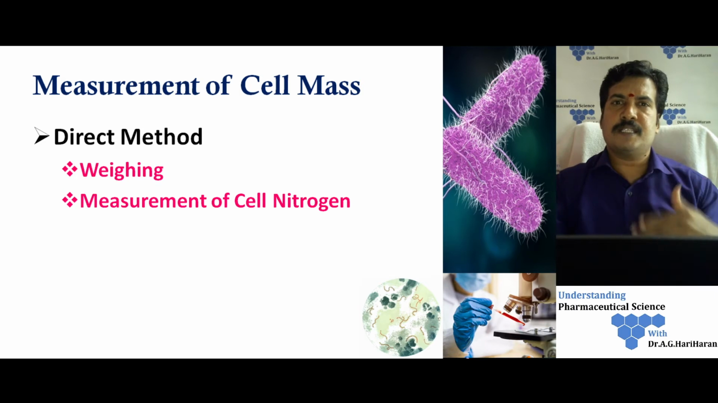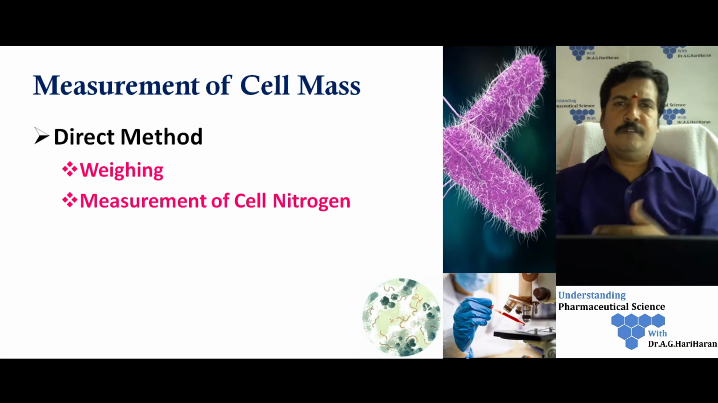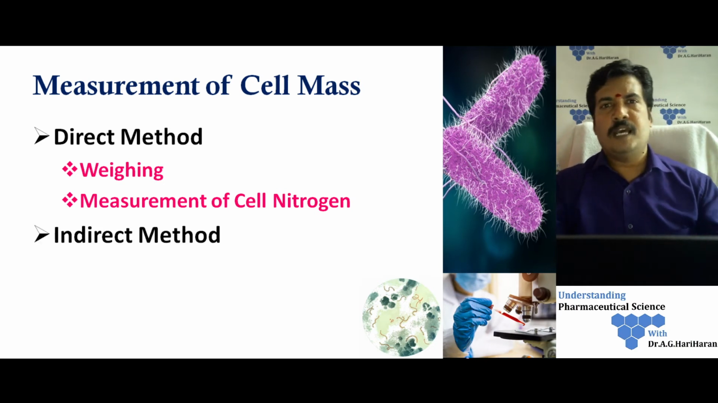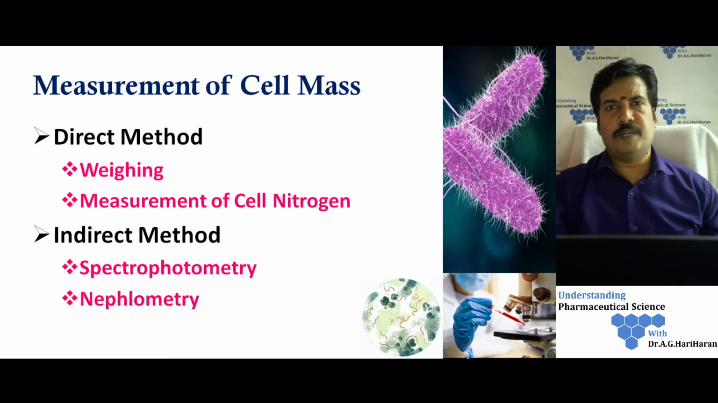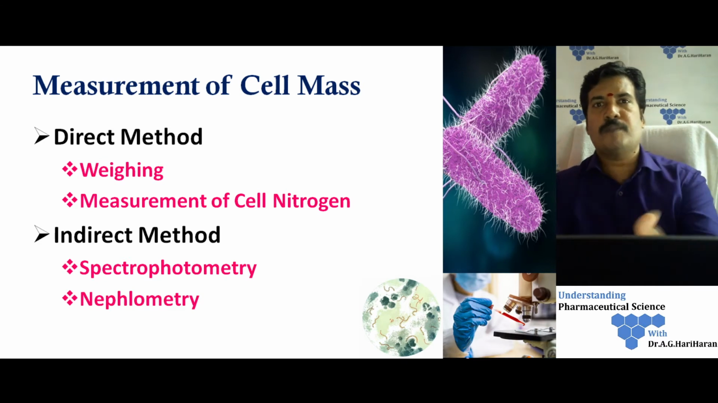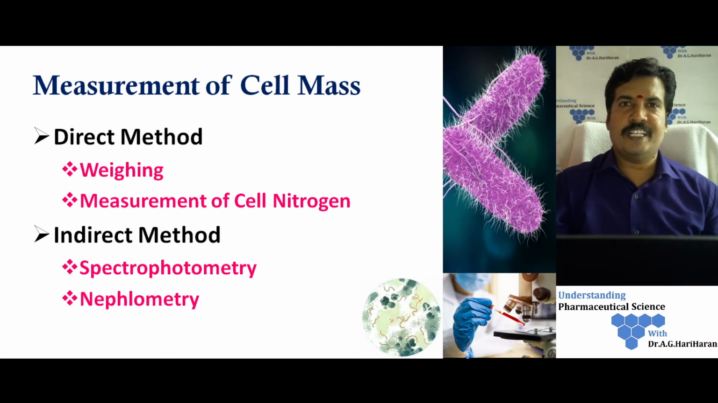And second is the measurement of cell nitrogen, which also gives the number of biomass present in a particular sample. Whereas in industries, the indirect method is most widely used, with the help of either a spectrophotometer or a nephelometer. Both will measure the cell mass based on the formation of turbidity. So this gives an indirect way of calculating the cell mass.